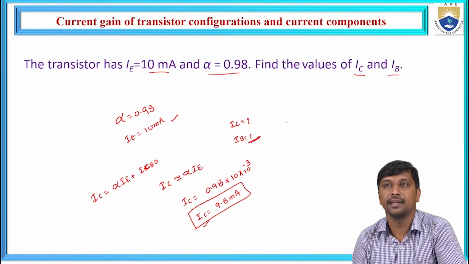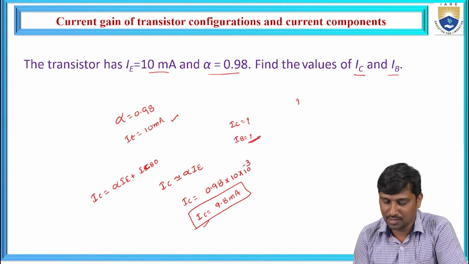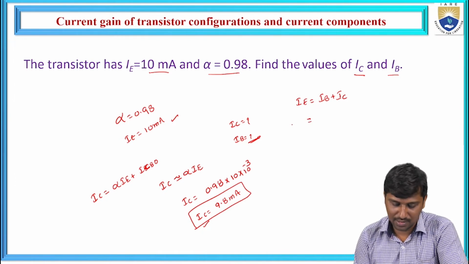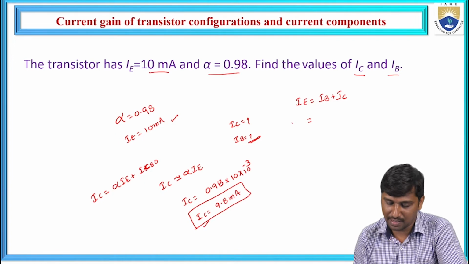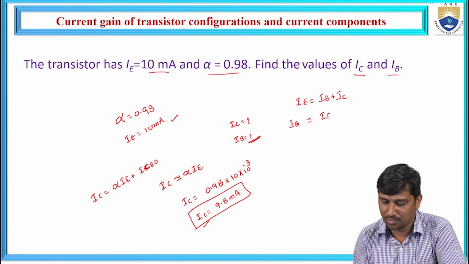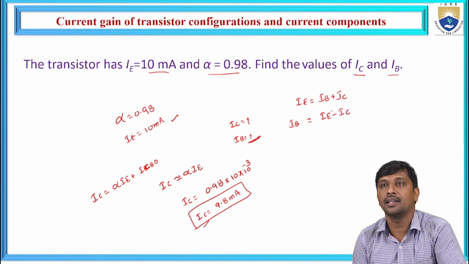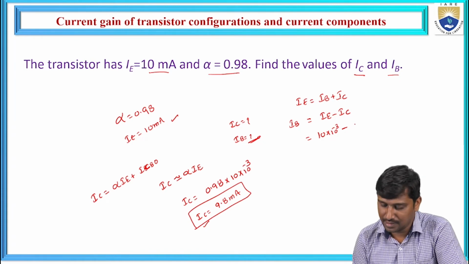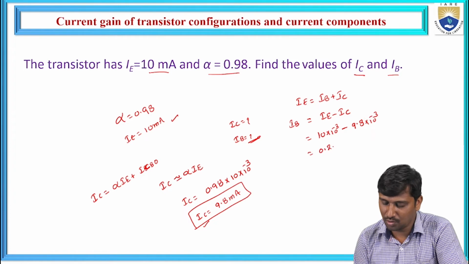Now we need to calculate the base current. We know that in a transistor, the emitter current is the summation of base current and collector current. So from this we derive the base current: IB is equal to the difference between IE and IC. IE is 10 milliamperes, 10 into 10 to the power of minus 3, and IC is 9.8 milliamperes. So that is 0.2 milliamperes, that is the base current.